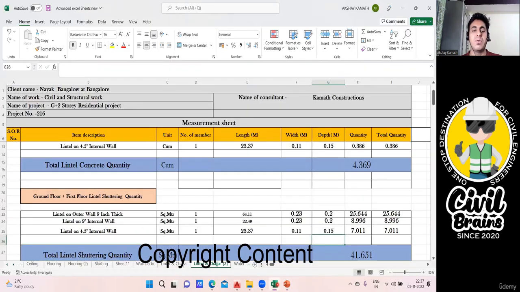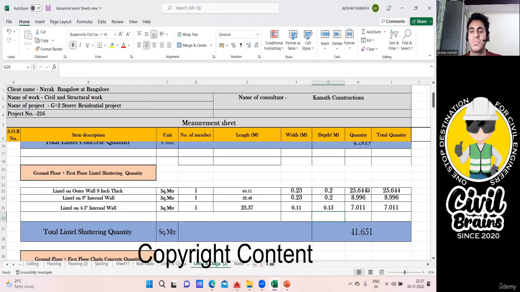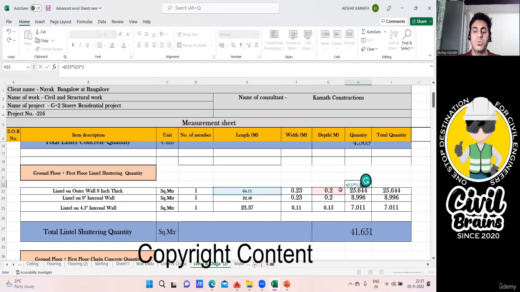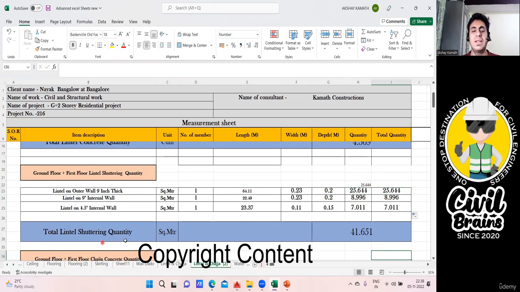So here, same thing I've done. Come here. I'll do it again. Plus, open bracket. Total was 64.11. You multiply this by 0.2, the depth. Then I'll multiply this with 2, so 2 times I need to multiply, and close the bracket. Done. How much am I getting? 25.644. So total will be 25.644 into 1, because the number of members is 1 here. So 25.644. Just drag it, finish. You'll get the answer. So that's the total lintel shuttering quantities.